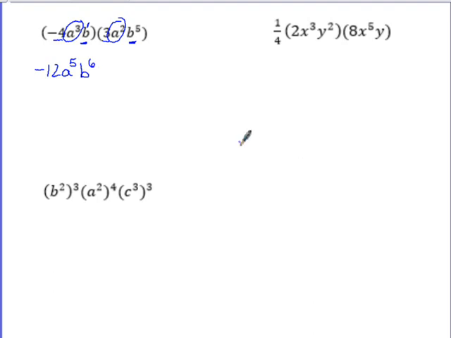Okay. Here in this example, now I have things being raised to a power. So if you remember order of operations, it's parentheses and then exponents. So I don't want you to get confused.